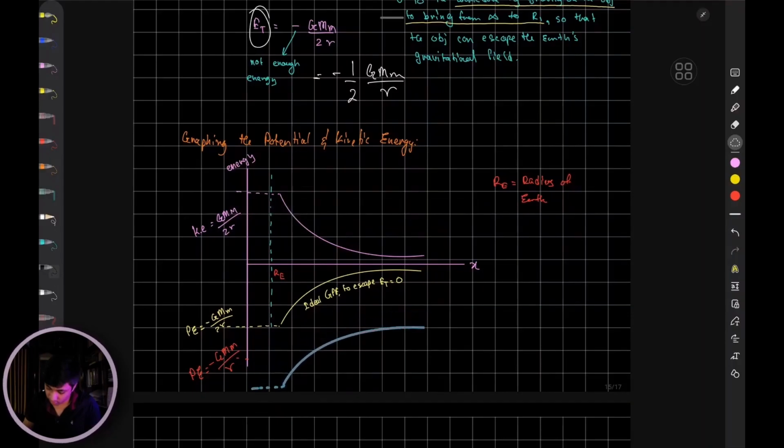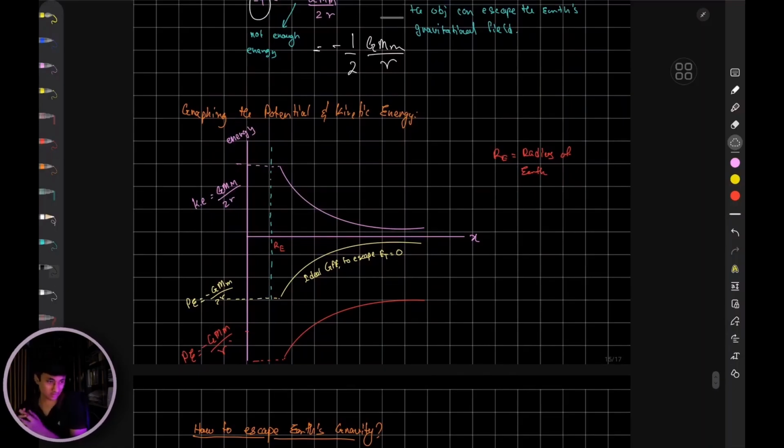Now, notice its potential energy is actually supposed to be around about here. So it has double the amount of the kinetic energy, right? If the satellite has exactly half GMm by r kinetic energy, it will have negative GMm by r potential energy. So double the amount, but it is negative. Why negative? We have discussed it previously. So it is unable to escape, at the end of the day, Earth's gravitational field.